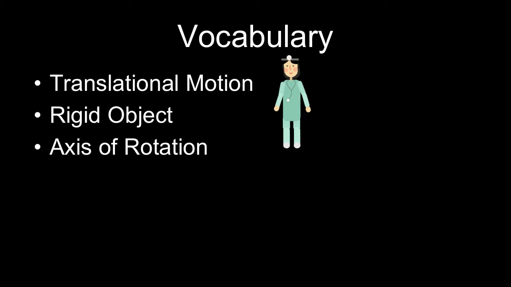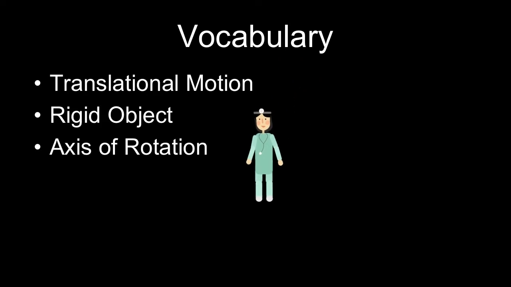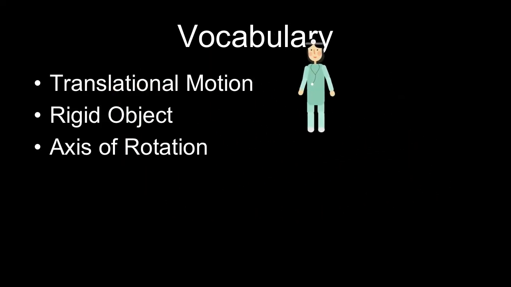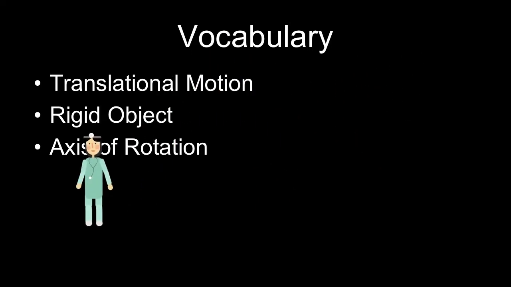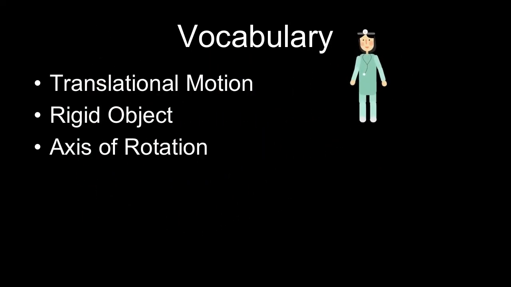So let's talk about some vocabulary. Again, translational motion, everything we've done so far has dealt with translational motion, and that's where an object can move all over the place, but it can't flip, spin, turn, or anything like that. Now we're finally allowing our objects to rotate.